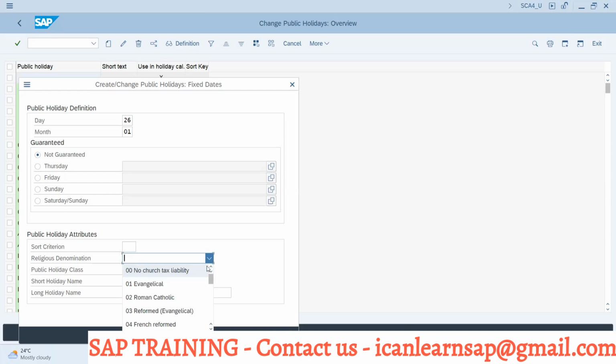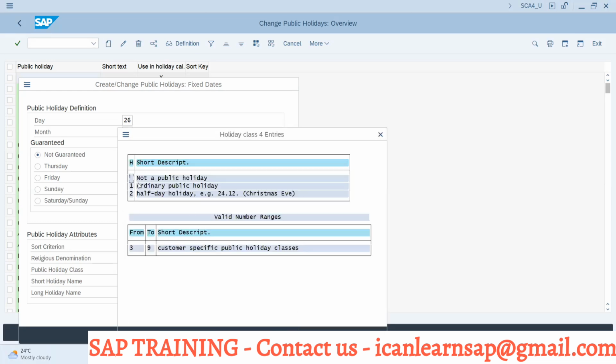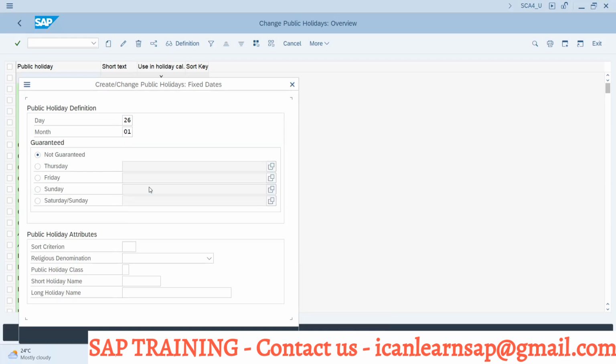Region definition, it's not region specific. It's not Hindu, Catholic, French, Roman, nothing. What is the class of this holiday? Public holiday class. There are some classes mentioned. So yes, it's an ordinary public holiday. Everybody will have leave.